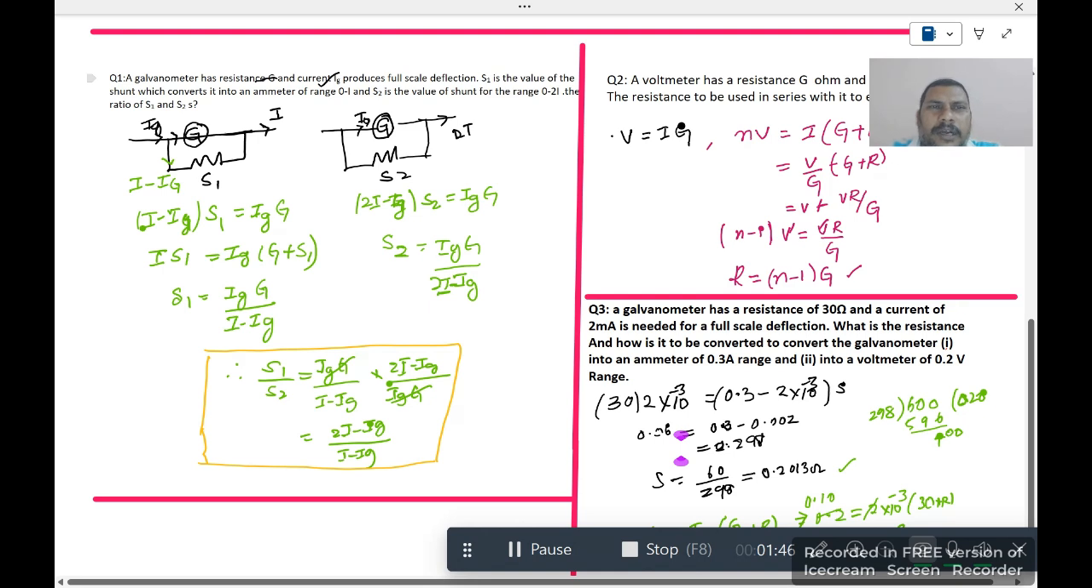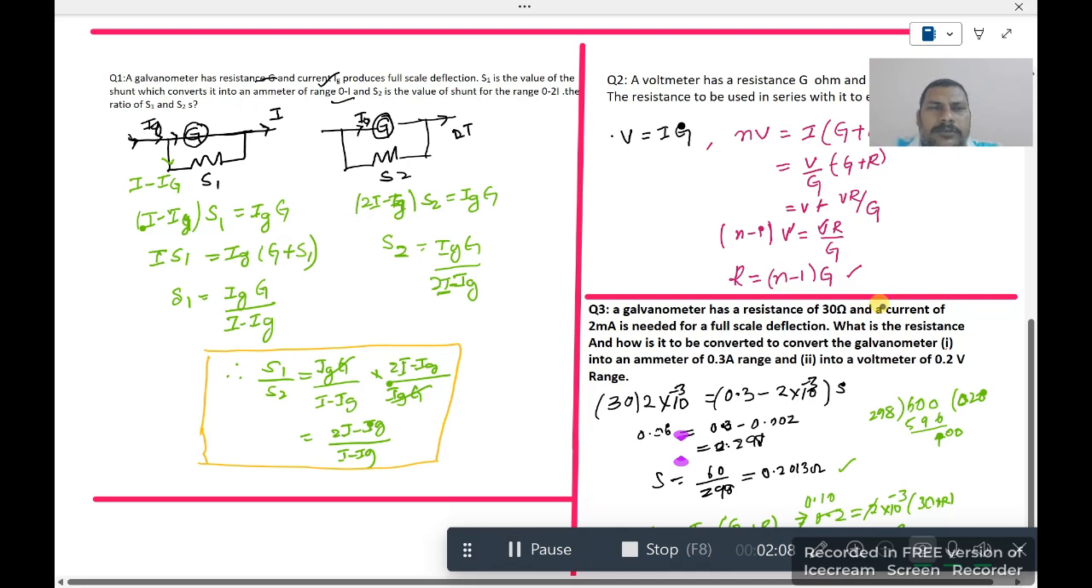So now you know V is equal to IC. Now S1 is the value of shunt resistance to convert the galvanometer into an ammeter of range 0 to I. So I is the required value, that is, the range of the ammeter. So I is the required current.